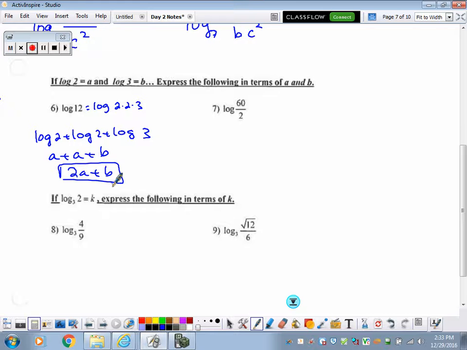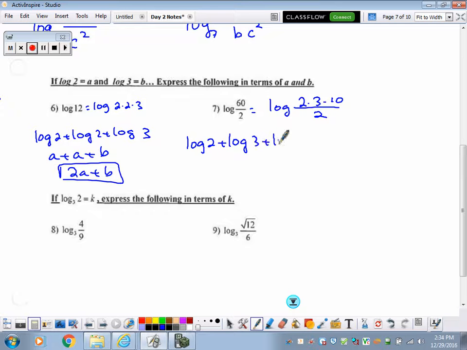Number 7, log 60 divided by 2. 60, we can rewrite as 2 times 3 times 10, with a 2 on the bottom. And notice what happens. Some of you are thinking maybe the 2's can cancel, and don't cancel them quite yet. See if you could have canceled them. See how things go. We have log 2 when we're going to expand using addition.